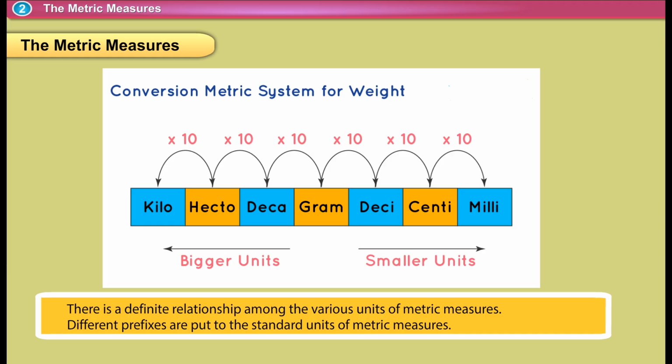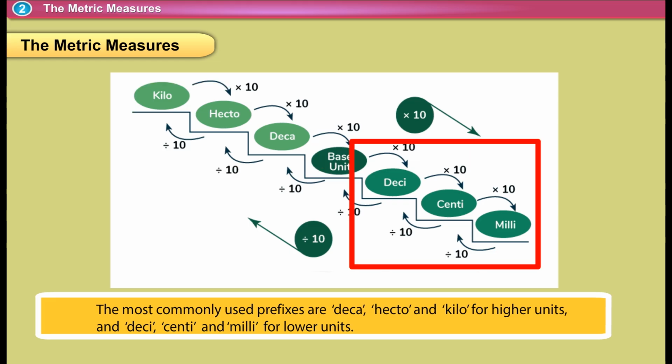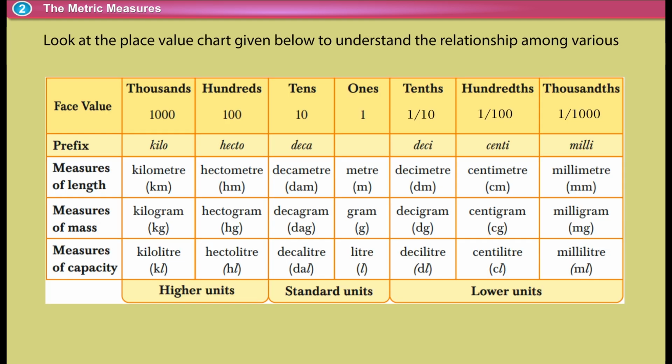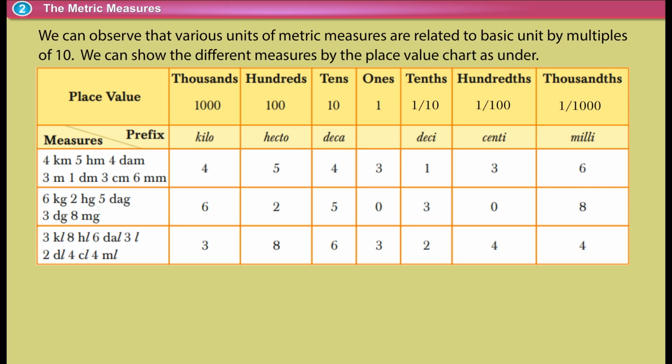Different prefixes are put to the standard units of metric measures. The most commonly used prefixes are deca, hecto and kilo for higher units, and deci, centi and milli for lower units. Look at the place value chart given below to understand the relationship among various units of metric measures. We can observe that various units of metric measures are related to the basic unit by multiples of 10. We can show the different measures by the place value chart as under.